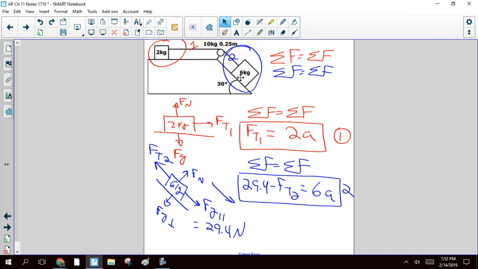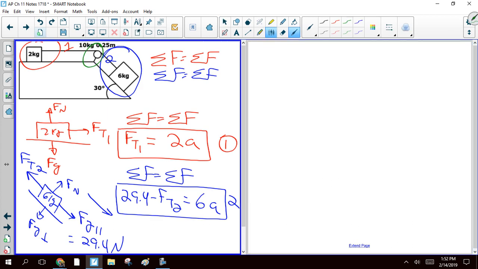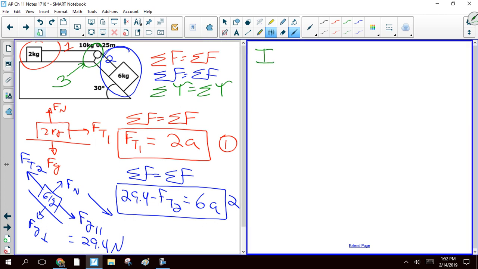And then finally, equation number 3 is going to be for the pulley itself. Because the pulley is rotating but not moving, it's going to be a net torque equals net torque equation. So what do we know about the pulley? I haven't told you yet: the pulley's a disc. A solid disc has a rotational inertia of 1/2 mr squared. So for us, that's 1/2 times 10 times, I'm going to hold off on putting in r for a minute and just put r squared.